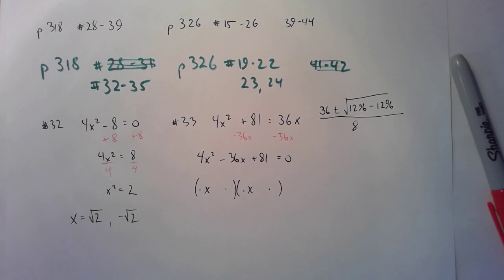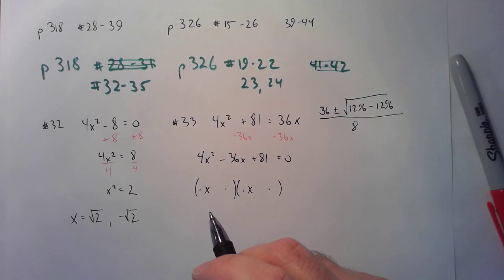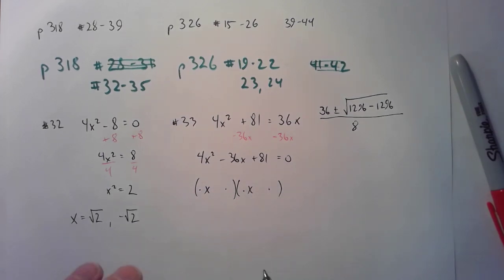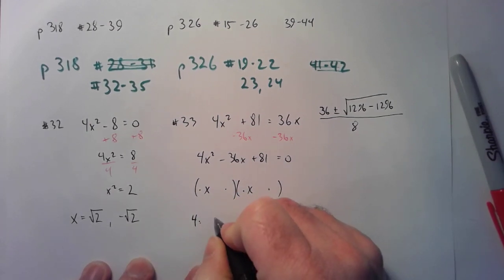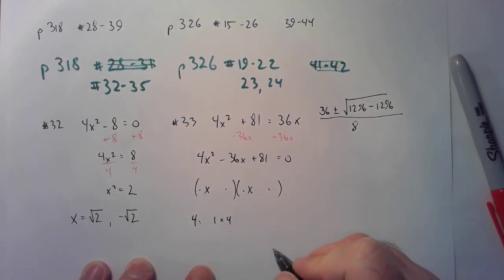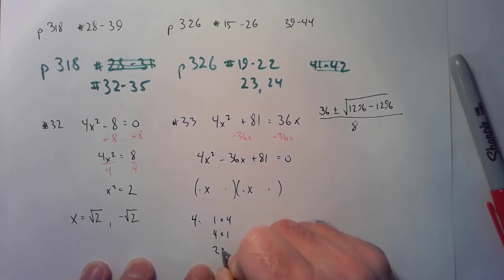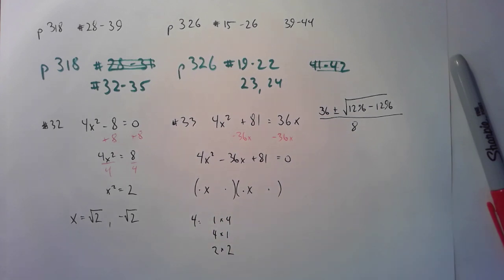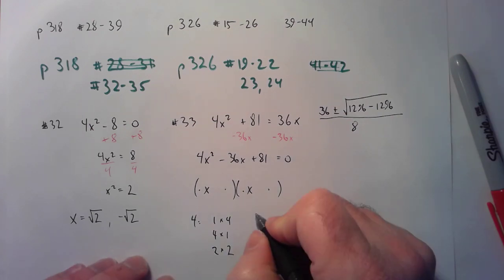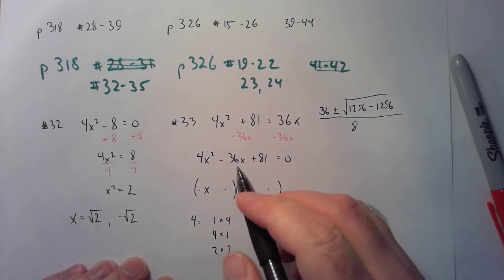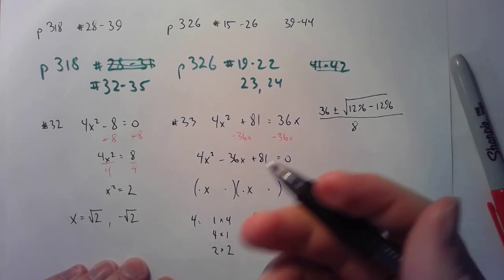If you were to try to factor this thing, you would need to come up with a pair of factors that make 4 here and make 81 there. Here's how you make 4. You can make 4 by doing 1 times 4, or 4 times 1, and 2 times 2. Well, what about 2 times 2? Yes, also 2 times 2. The reason I wrote both of those is because it matters which one it goes in, but if it's 2, then it's the same.